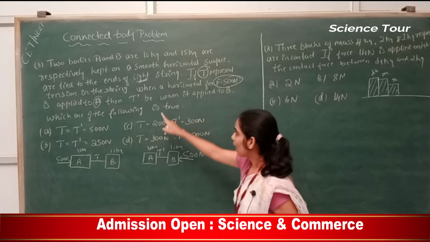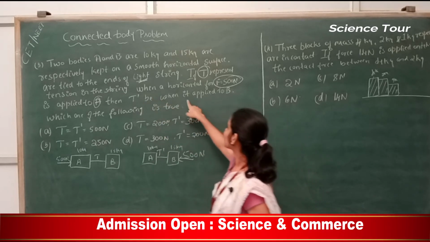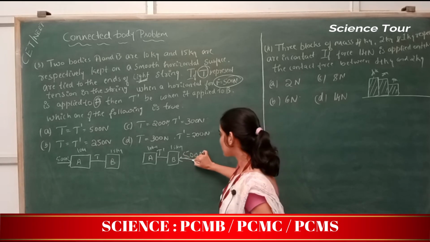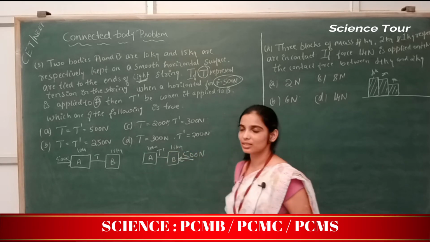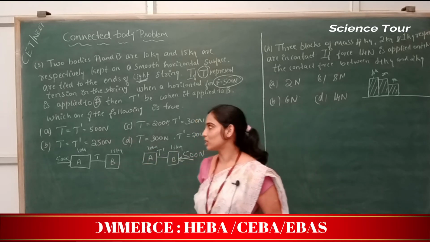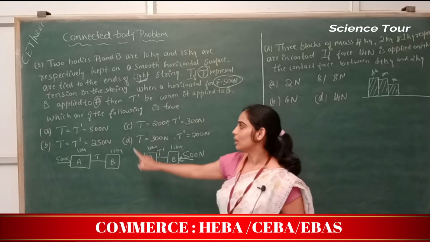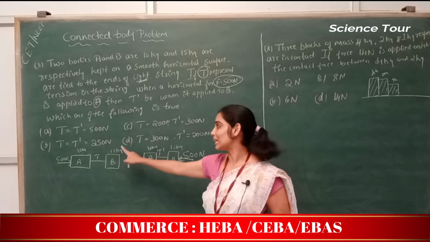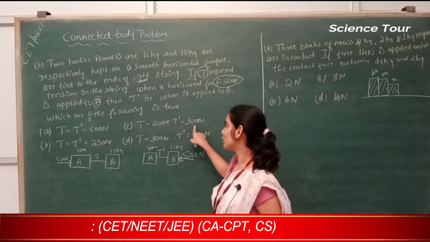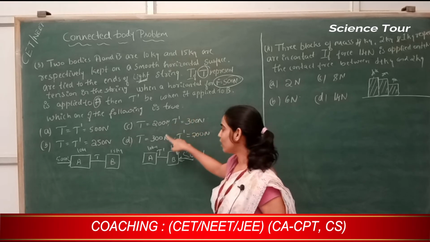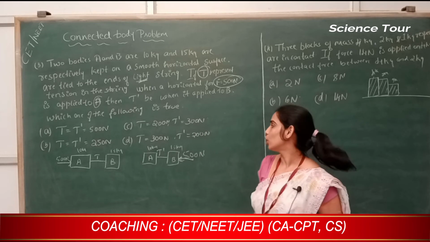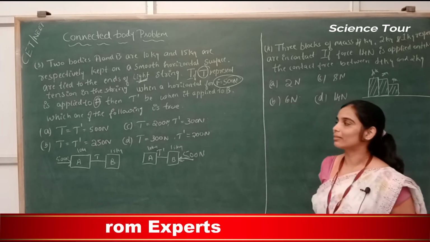And then T dash is the tension when the force is applied to B. Which one of the following is true? T plus T dash is equal to 500 Newton. T dash is equal to 250 Newton. T is equal to 200 Newton, T dash is equal to 300. Or T is equal to 300 Newton, T dash is equal to 200. So how to deal with this problem?